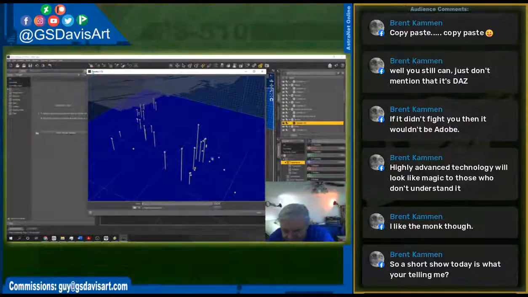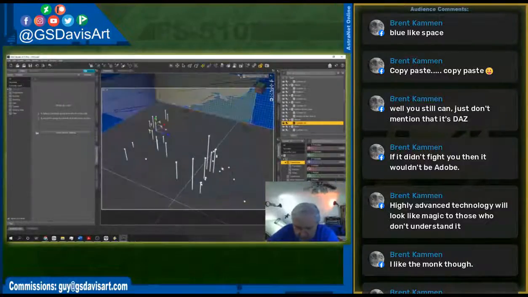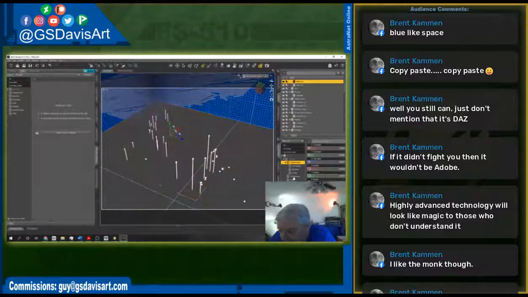All right. I don't know why the grid's blue. That's all right. We'll figure that out in a second. But at least we can now see the stars and make sure they are in their correct spots, which is good. Blue like space. Yeah, well, I don't know what the story is.